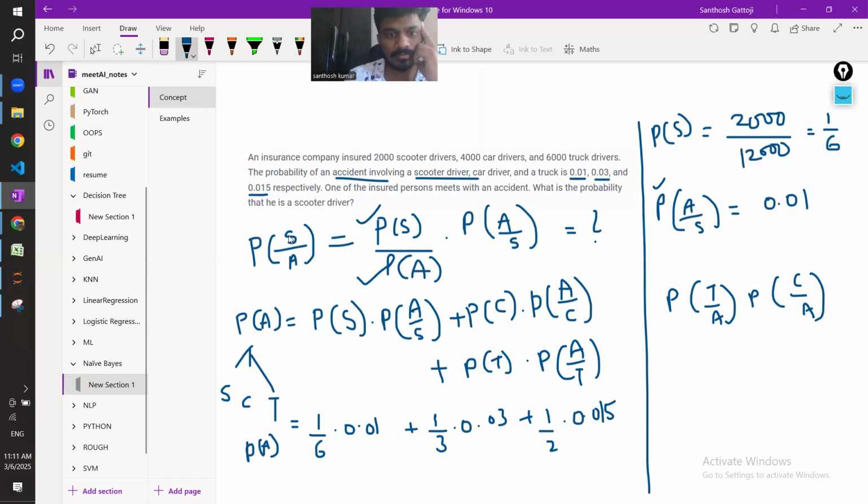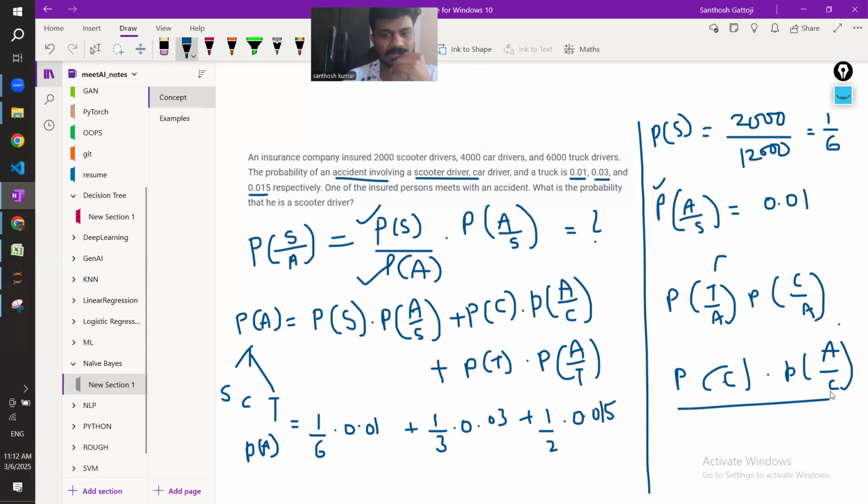So for P of S by A, we took P of S. For, let's say, C by A, here we'll get P of C into P of A by C, and here the denominator is P of A. Now P of A is common for S, C and also T, so only the numerator will change. For T you will have P of T into P of A by T. Clear?